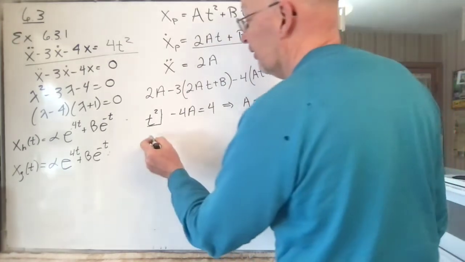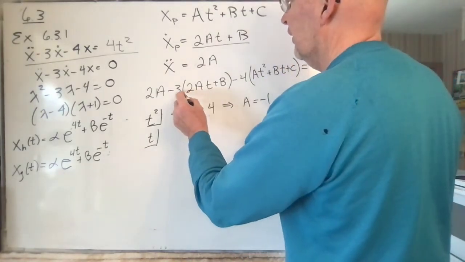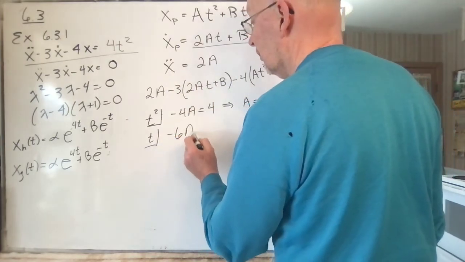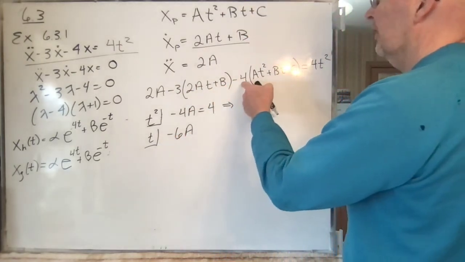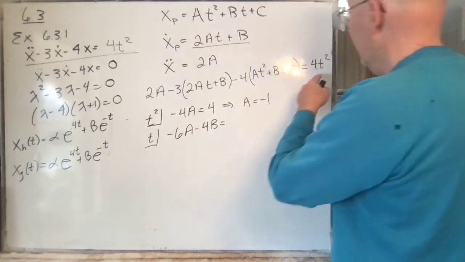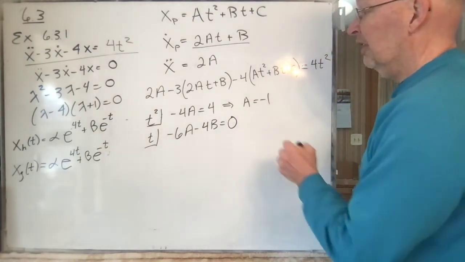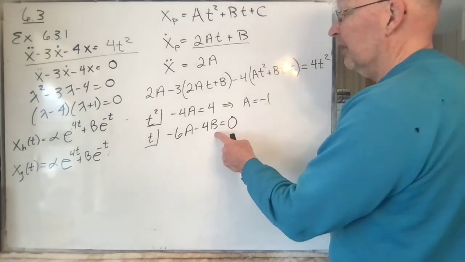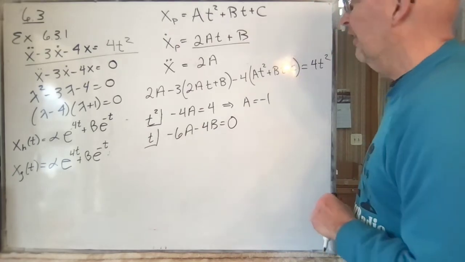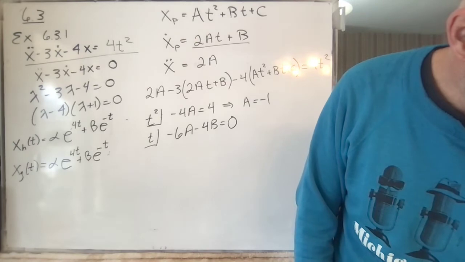Okay, now let's look at the t's. If you look at the t's, how many t's do you have? Here you have negative 6a of them. And what do you have here? Negative 4b of them. And how many t's do you have over here? You have 0 of them. You already know that a is equal to negative 1, so you can put that in there for a, and you can find your b, and then you can find your c, and you're all set. Okay, so that's the way that one works.